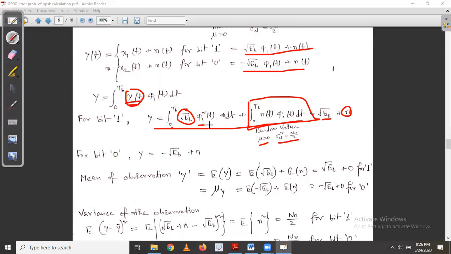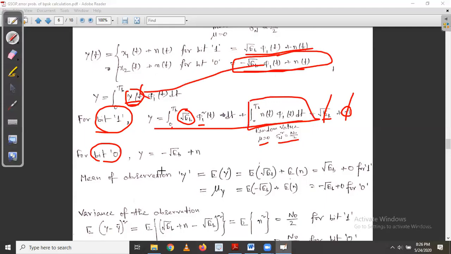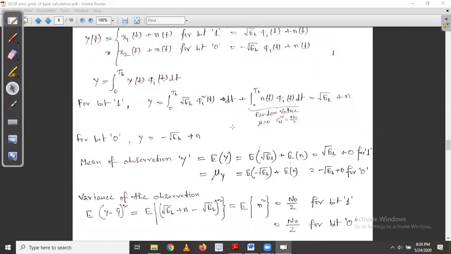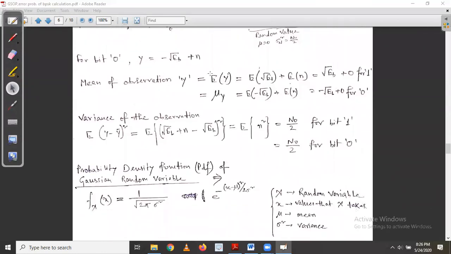So finally what we will have? We have root of EB only. So root of EB plus the noise term for bit 1. Similarly for bit 0, if you put this in this expression, we will get minus root of EB plus the noise term for bit 0. Just put it and you'll get it like this. Okay, up to this.